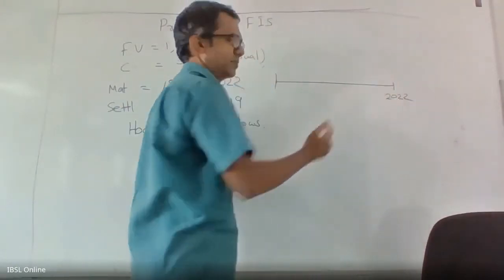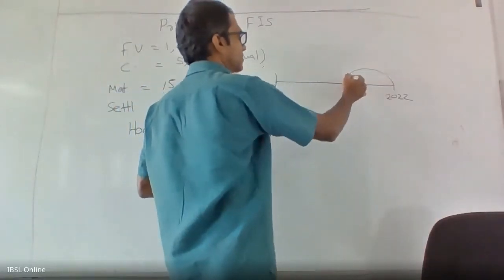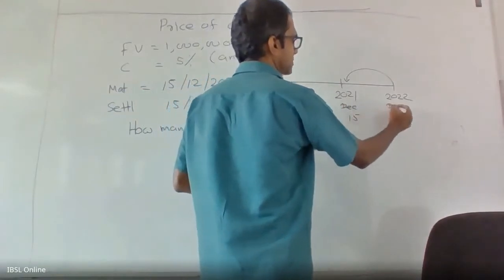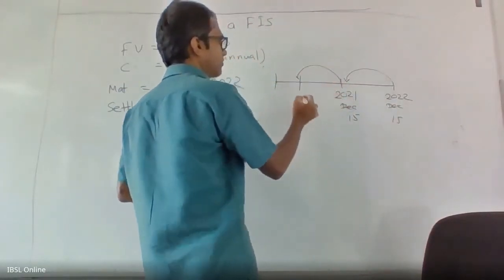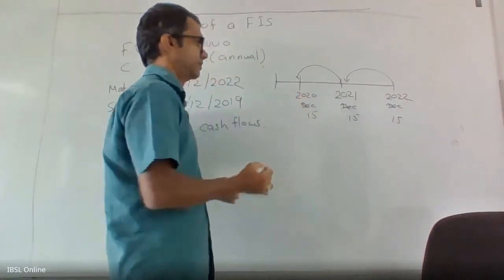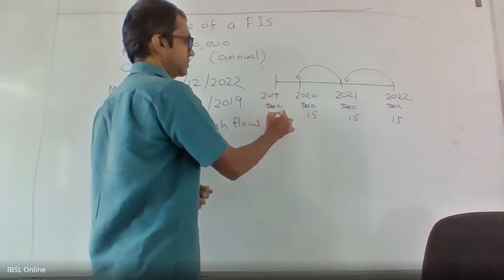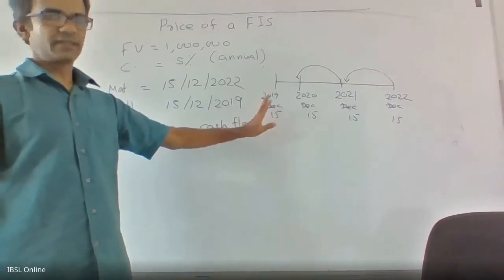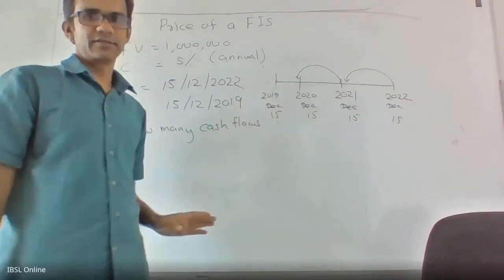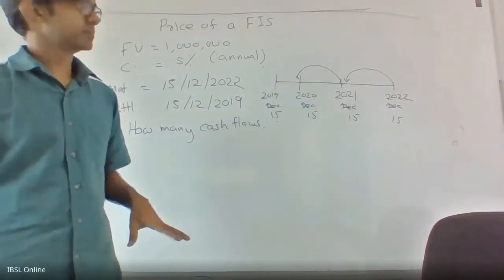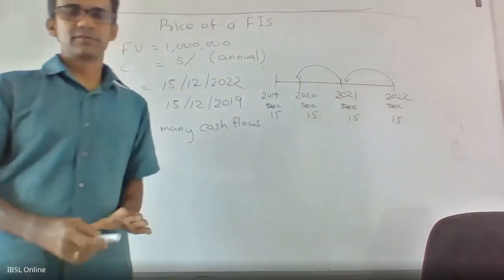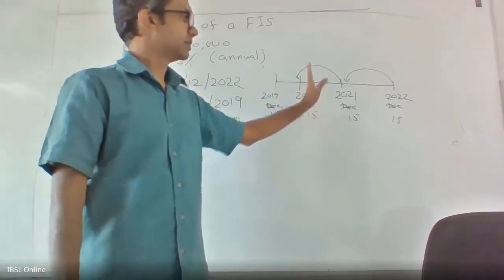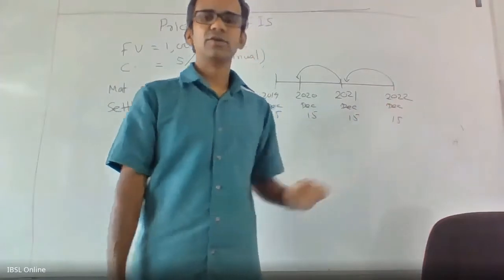2022 December 15. Come back 1 year, 2021 December 15. Come back 1 more year, 2020 December 15th. This is 2019 December 15th. When the settlement date is on exactly a coupon date, you have received your coupon due on this date. So therefore, it is already priced into the book. You have only 3 remaining cash flows in the future. Correct. December 15th, 2020, December 15th, 2021, December 15th, 2022.